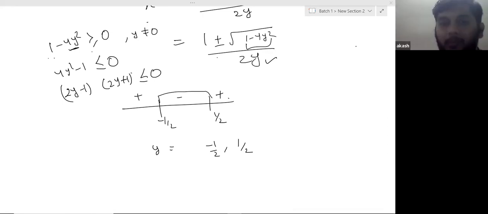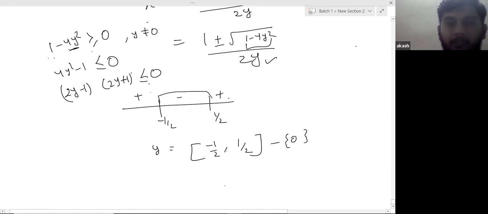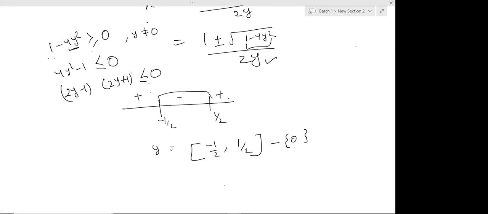So y should be from this to this, close brackets, because it is greater than or equal to, but cannot be 0, so minus 0. This is the range. Clear, everyone? Yes, sir.